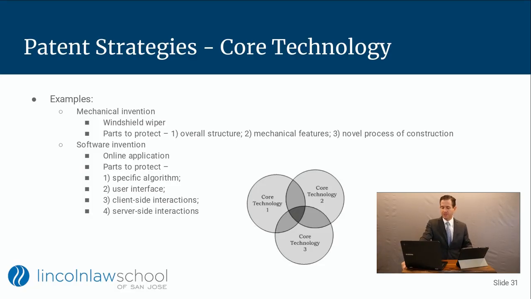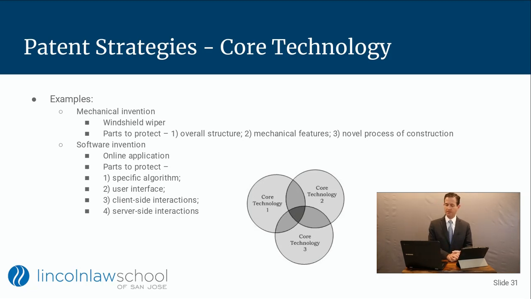Core technology, as you see here, we may have, with the overlap Venn diagrams, core technology 1, 2, and 3, and what you really want to do starting now is protecting where it is that there is the most overlap, because that really would be our most fundamental component of what is going on.